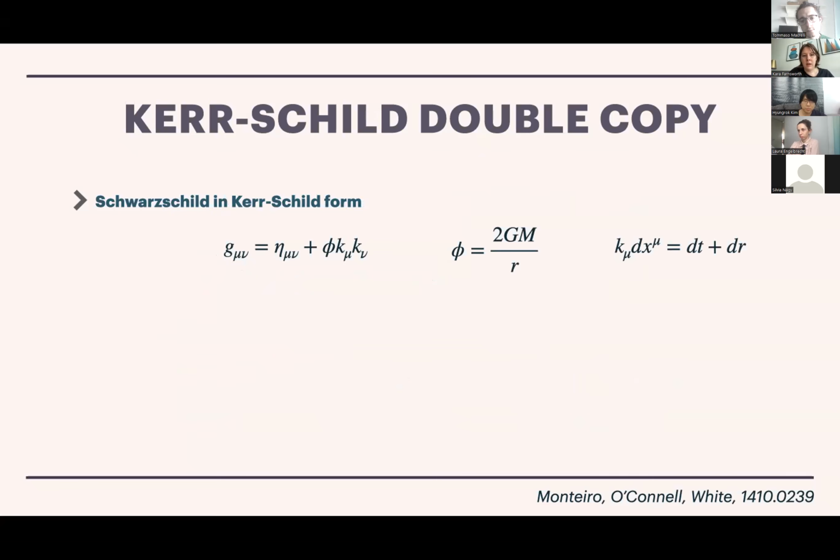Okay. So just as an example of a spacetime that you can do this for is Schwarzschild. So the simplest kind of thing you can look at. This is our metric with a flat background and phi k mu k nu.